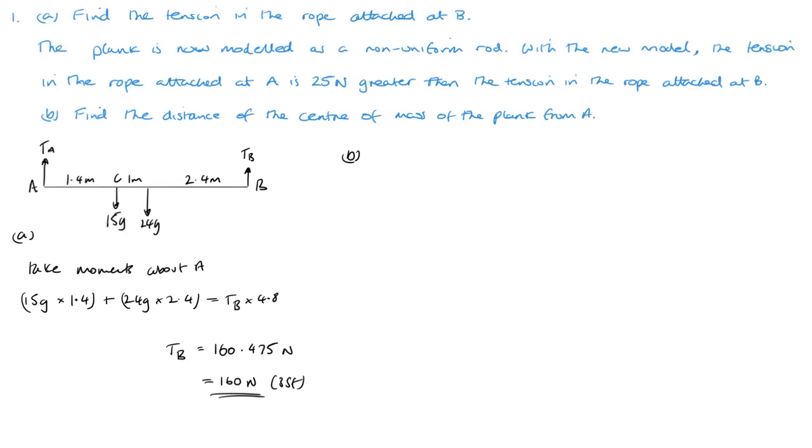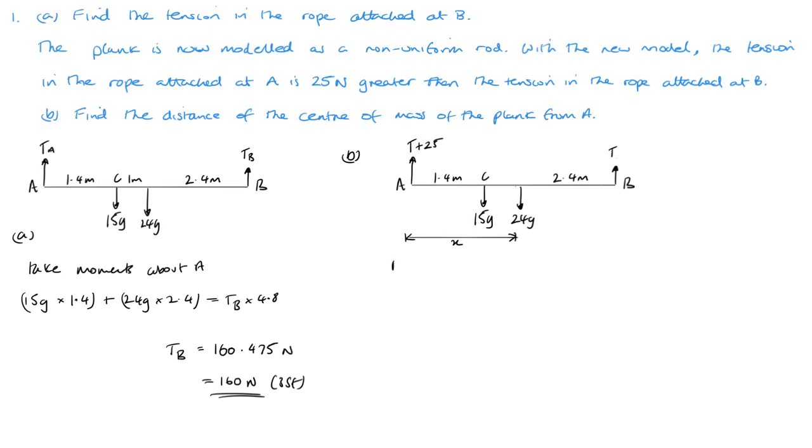So the plank is now modelled as a non-uniform rod. With the new model, the tension in the rope at A is 25 newtons greater than the tension in the rope at B. Find the centre of mass of the plank from A. So this is what I've got now. The tension in the rope at A is 25 newtons more than at B. So T plus 25, and this one would be T. And this centre of mass now is not in the centre, it is X distance from A. So find that centre of mass.